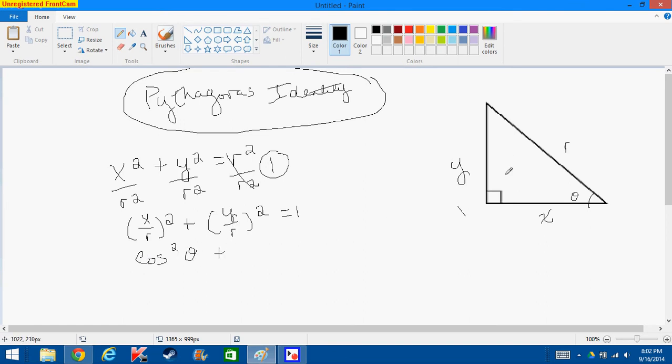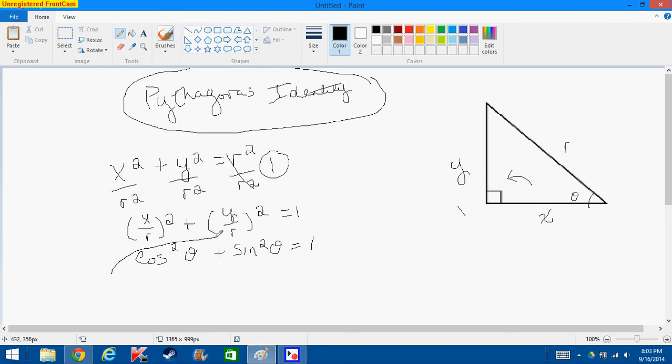Now, y over r. Y, in relation to this angle theta formed over here, that's going to be the opposite side. Y is the opposite side. And r is still going to be the hypotenuse. We know from SOHCAHTOA, opposite over hypotenuse, that's going to be equal to sine of this angle theta. And again, we have a square here, so we can apply that: sine squared of this angle theta. And now we just keep the 1 on the other side. So there we have it.